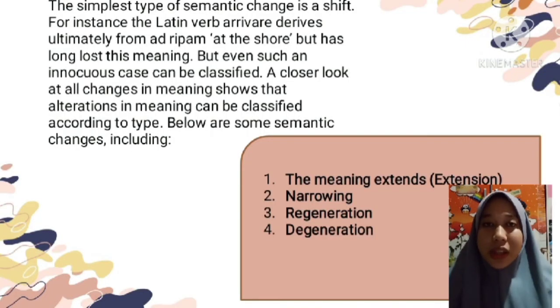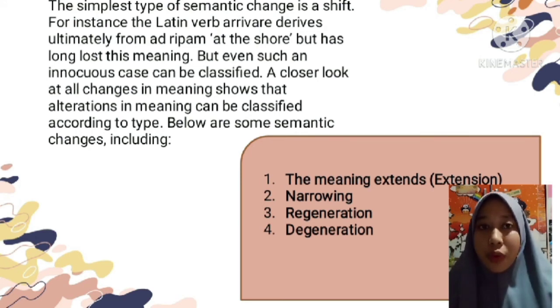The simplest type of semantic change is a shift. For instance, the Latin verb revertere ultimately comes from driven at the sort, but has long lost this meaning. But even such an unusual case can be classified.